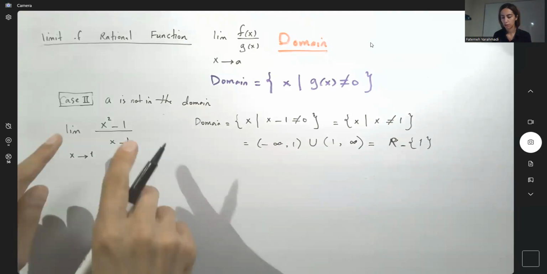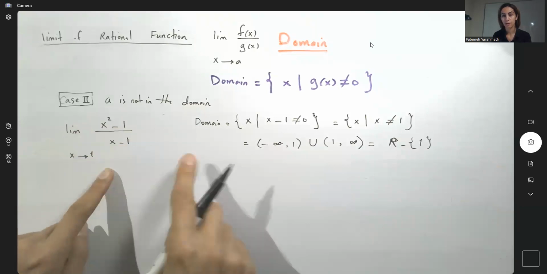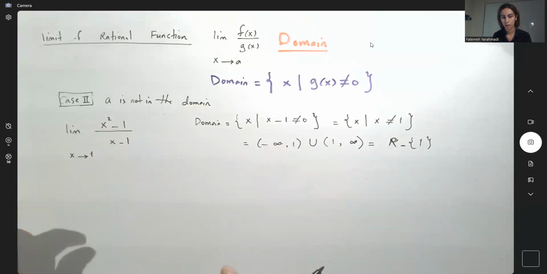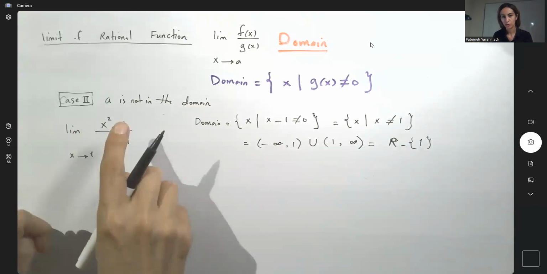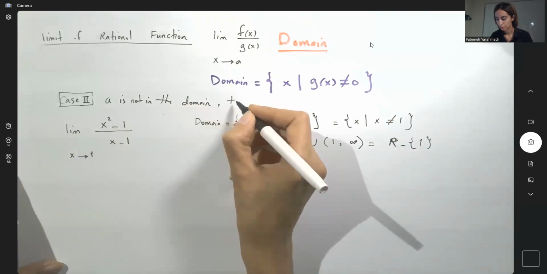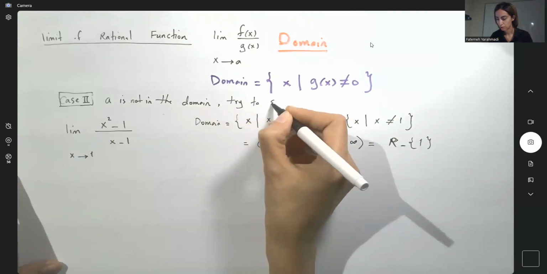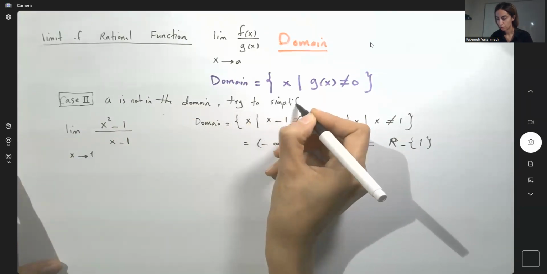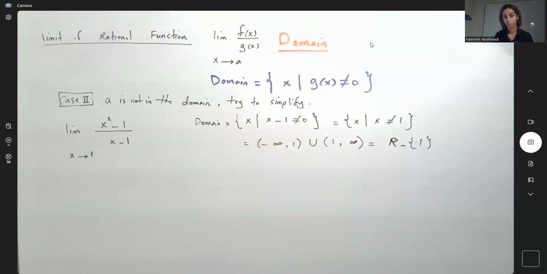Okay, we know that 1 is not in the domain of the function, but we are getting closer and closer to 1 from left and right. What are you going to do? You're going to try to simplify. But how?